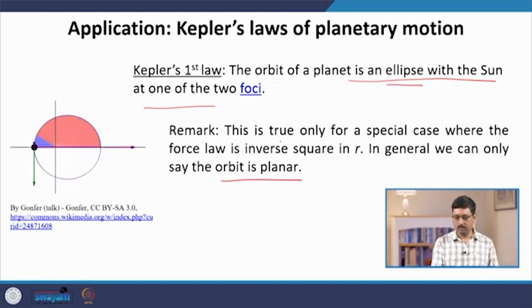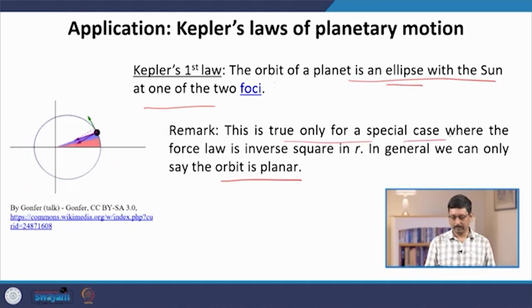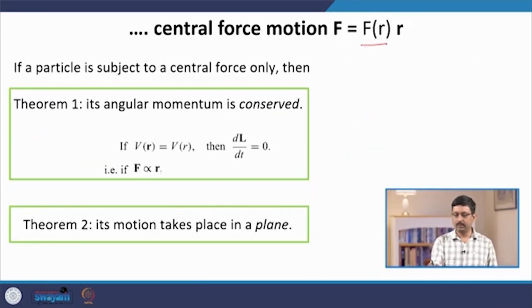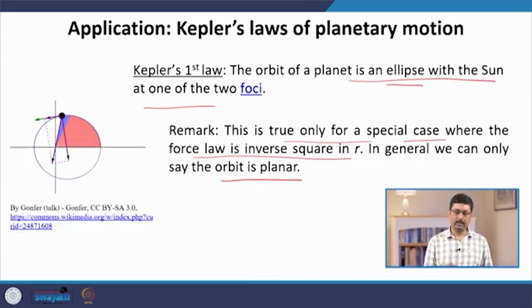This is true only for a special case where the force law is inverse square in r. Note that here we just mentioned that this is some function of r, directed along the line joining sun and earth, but we do not know the magnitude. Once we know the magnitude, using Newton's law of universal gravitation, Newton was able to prove that the planar motion is in fact an ellipse.